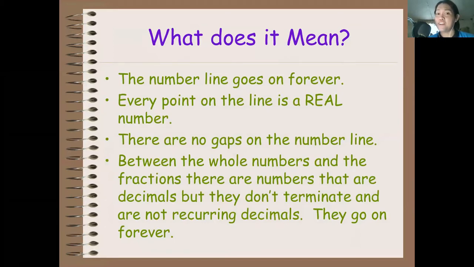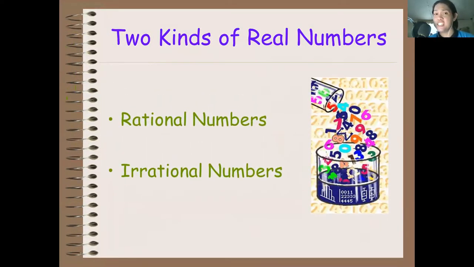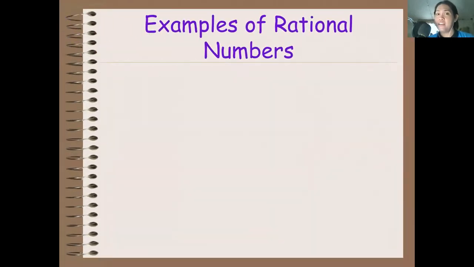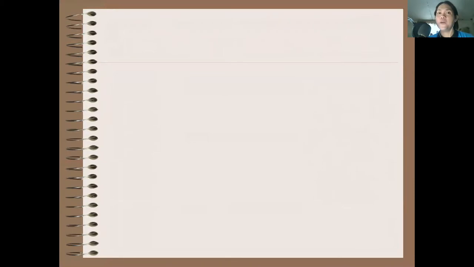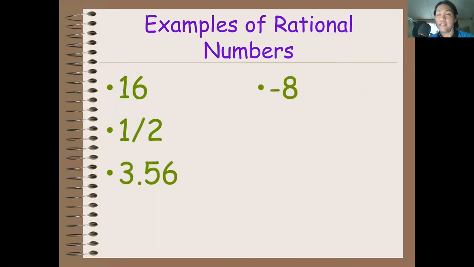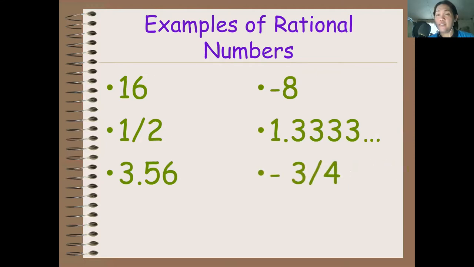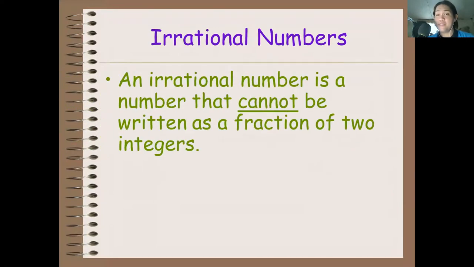Between the whole numbers and the fractions, there are numbers that are decimals, but they don't terminate and are not recurring decimals. They go on forever. So, two kinds of real numbers: the rational numbers and irrational numbers. As a recap, rational numbers are numbers that can be written in fraction form, a over b. Examples of rational numbers are 16, 1/2, 3.56, negative 8, 1.33, and negative 3/4.